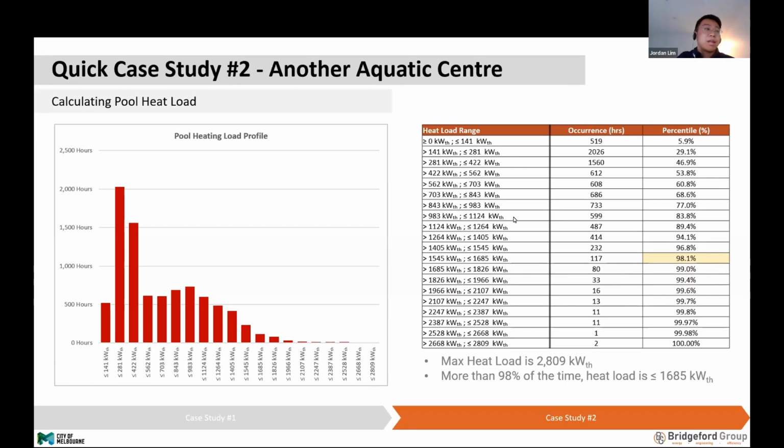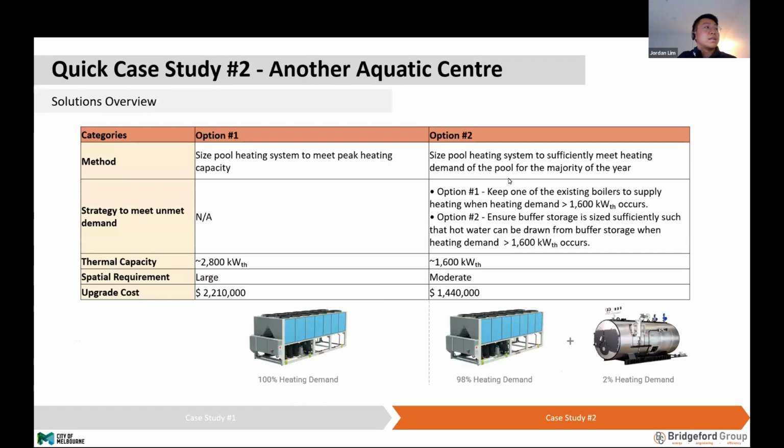So our solution is that instead of installing heat pumps with 2.8 megawatts of heating capacity to meet the peak heating demand, we would install just 1,600 kilowatts of heat pumps to supply 98% of the heating, and keep one of the existing boilers on site to supply the remaining 2%. This solution is close to $1 million cheaper compared to installing the 2.8 megawatt heat pump, so cost-wise and spatially, it is a much more efficient solution.